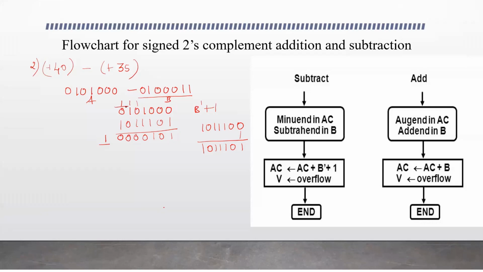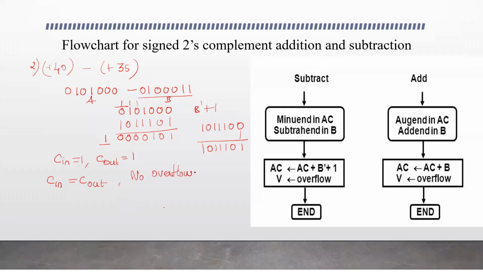Now see the carry in and carry out of the sign bit. What is C in? C in is 1 and C out is also 1. When the carry in and carry out are the same, C in is equal to C out, so there is no overflow. There won't be overflow.